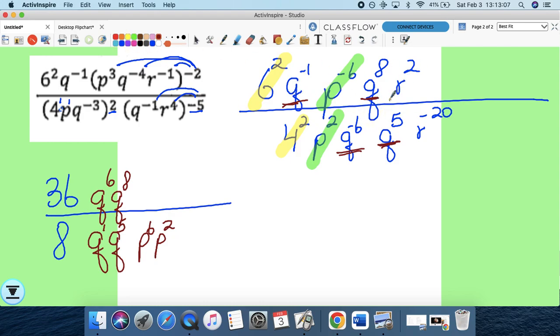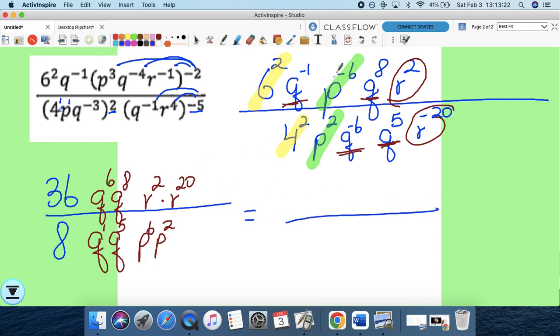Okay, R to the 2nd power, that stays up. R to the negative 20th power, which is in the denominator, now travels to the numerator, becomes positive. There, we can simplify that. 36 divided by 8, we can divide top and bottom by 4, we get 9 over 2. The Q's, well, we have 6 and 8. We have 14 Q's here. All right, 14. We have 6 here.